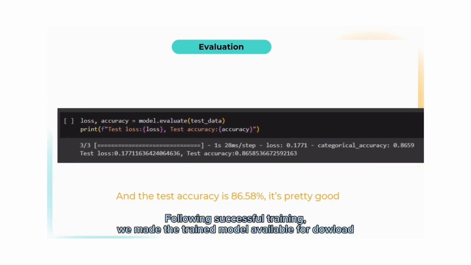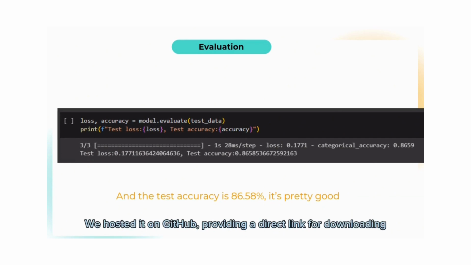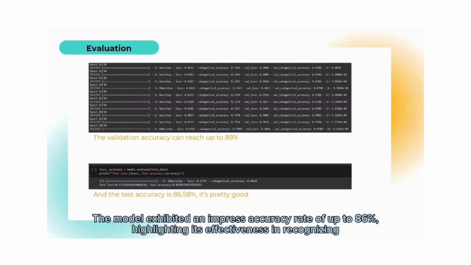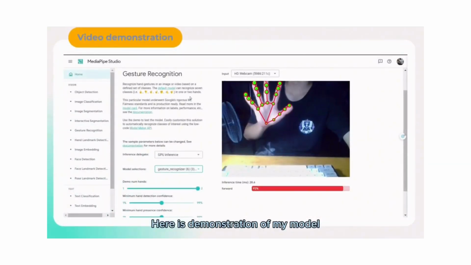Following successful training, we made the trained model available for download. We hosted it on GitHub, providing a direct link for downloading. Then we simply replaced the link in the sample code with our model link. The model exhibited an impressive accuracy rate of up to 86%, highlighting its effectiveness in recognizing gestures. Here is the demonstration of our model.